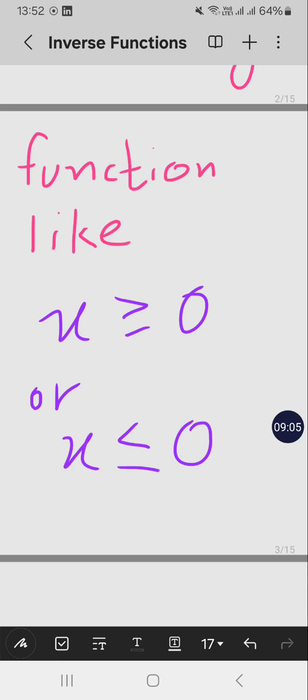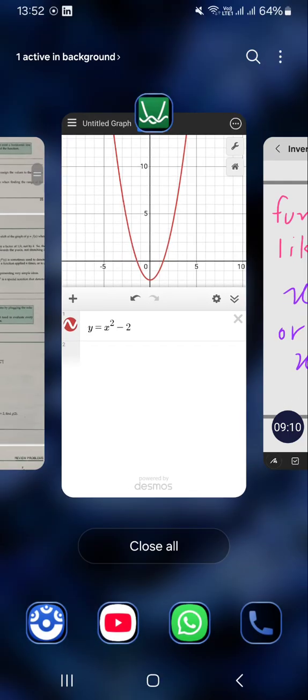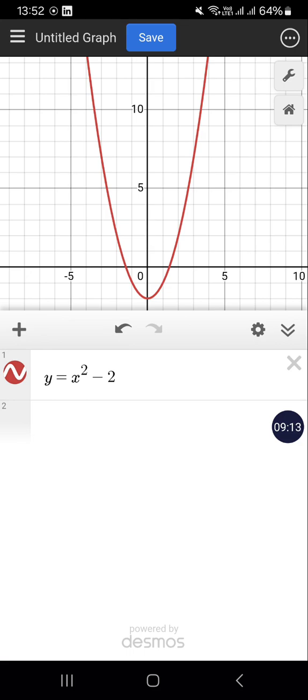So now we'll look at the graph of this function. I'm using Desmos here, and our function was y is equal to x square minus 2, and we can clearly see that the graph of this function is a parabola. It is a parabola which is opening upwards, and you can see that the parabola is symmetric around the y-axis, and the negative and positive values generate the same output.